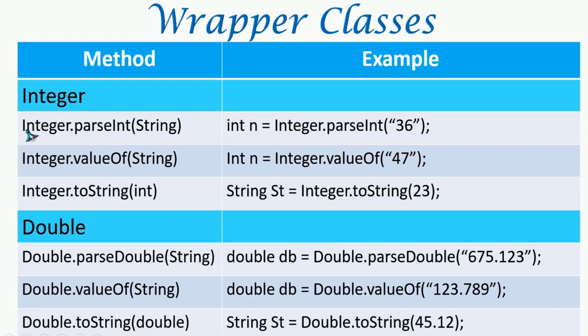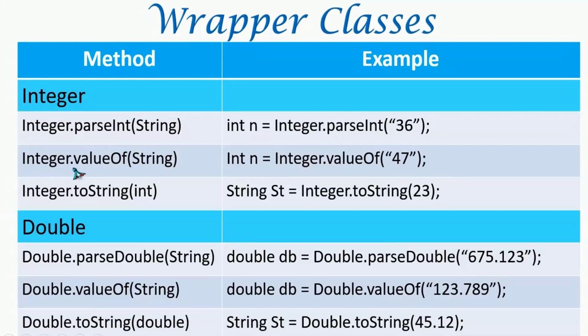For Integer, we have Integer.parseInt and the value of the string. For example, if n is the variable, then n = Integer.parseInt("36"). Here 36 is a string object. This will be converted into an integer value. Then we will be able to perform some operations.